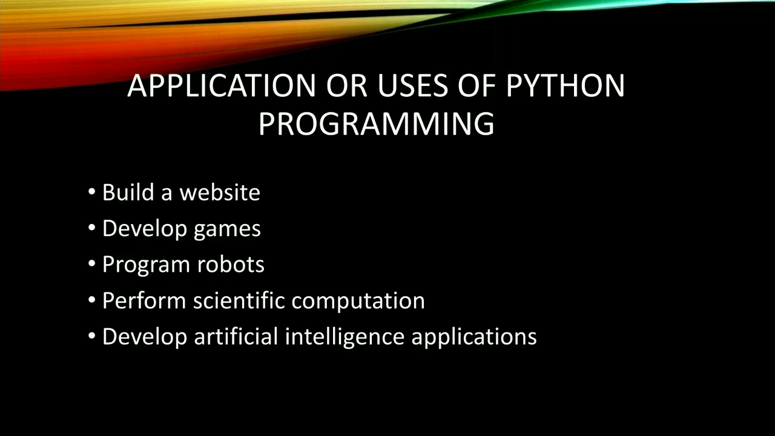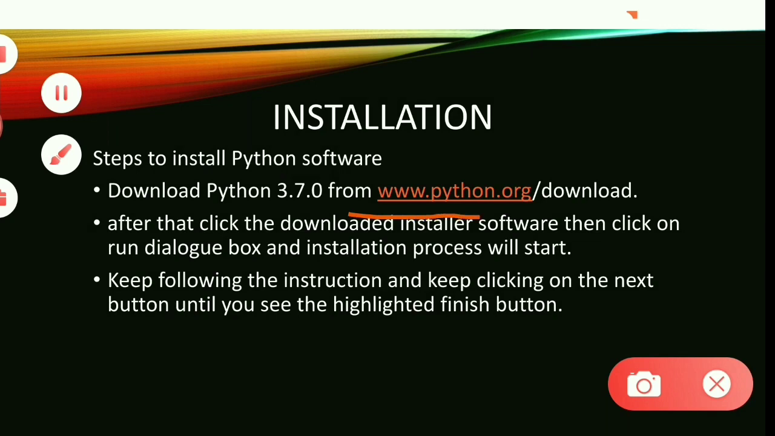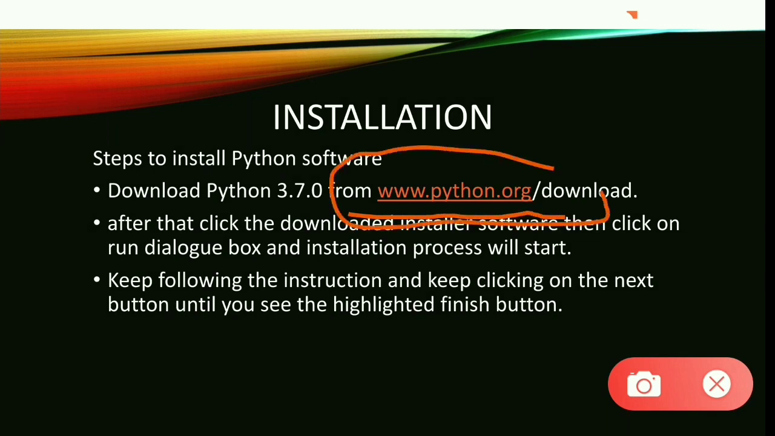Okay, let us see the next heading, that is installation. How we can install this Python programming language. Okay, for installing this, firstly we have to open the official site, that is www.python.org. From this you can find the Python version. Okay, after opening this, you can see the different versions on your screen.